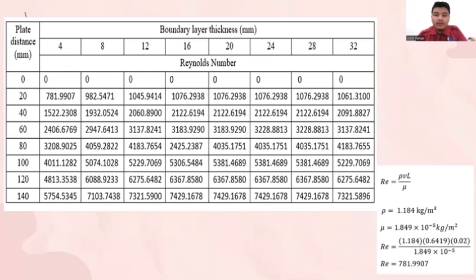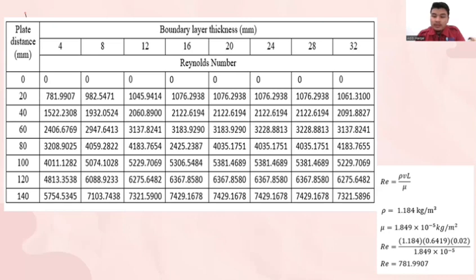Okay, for Reynolds number, we use this formula, which is Re equals rho V L over mu. Rho equals 1.184 kg per meter cube. Mu equals 1.849 times 10 to the power of negative 5 kg per meter second.